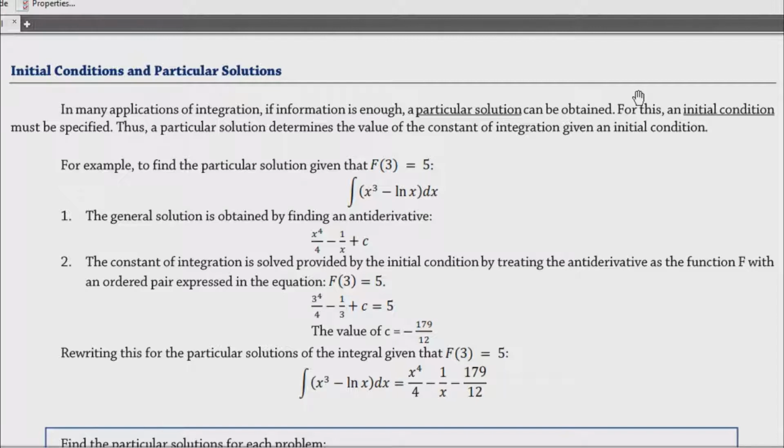So itong constant na to, pwede siyang 4, 5, 7, 9.6. So pag sinabi natin particular solution, meron na tayong value ng ating constant of integration. So hindi na siya ngayon c. Now, to solve for this, we have to specify our initial conditions. So, kaya lagi silang tandem, initial conditions and particular solutions. So, from the initial condition, we will be able to obtain our particular solution.